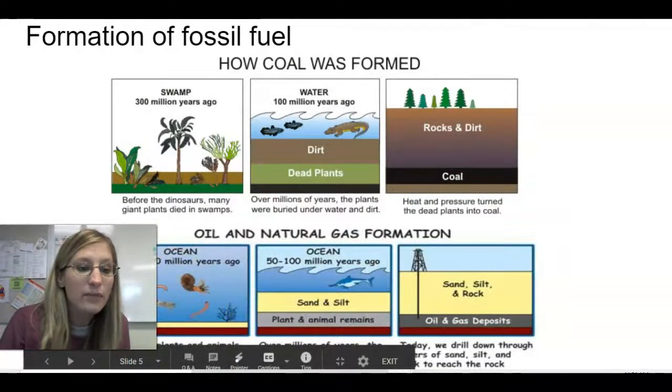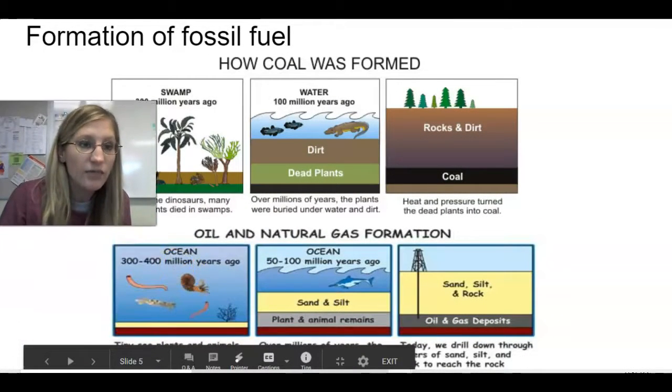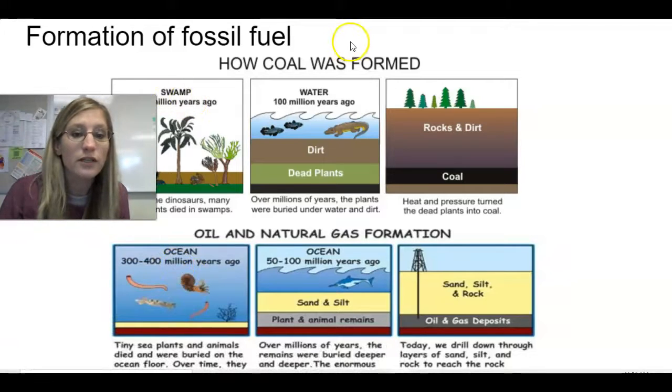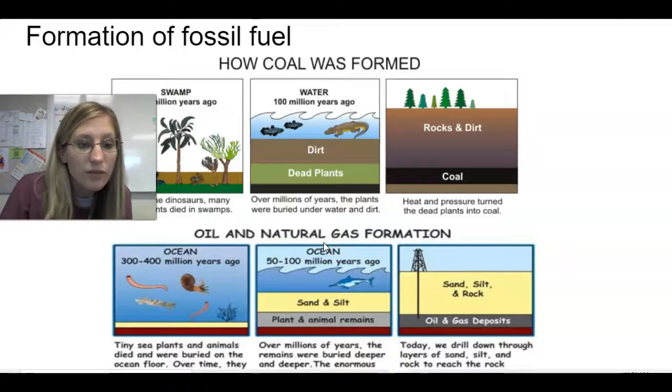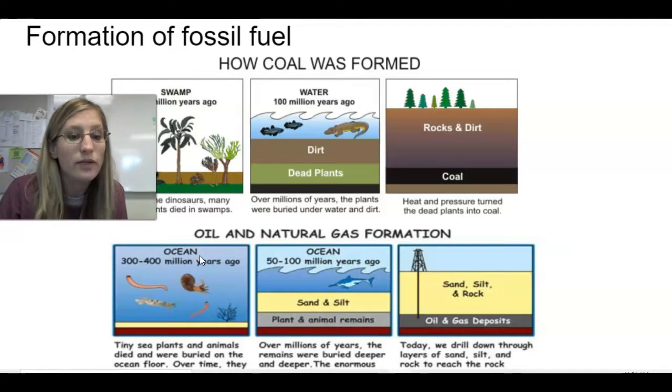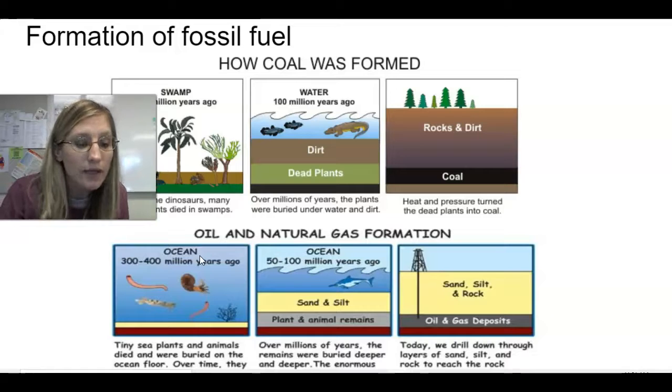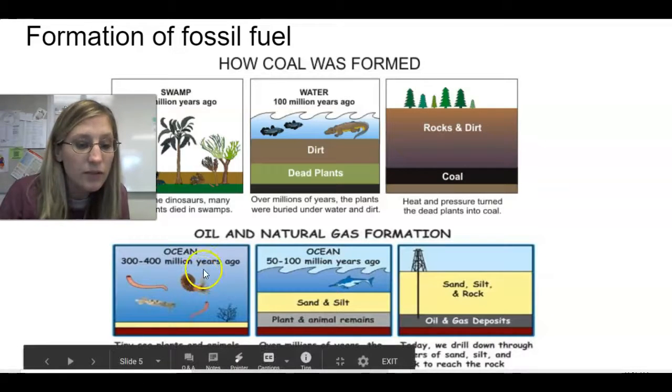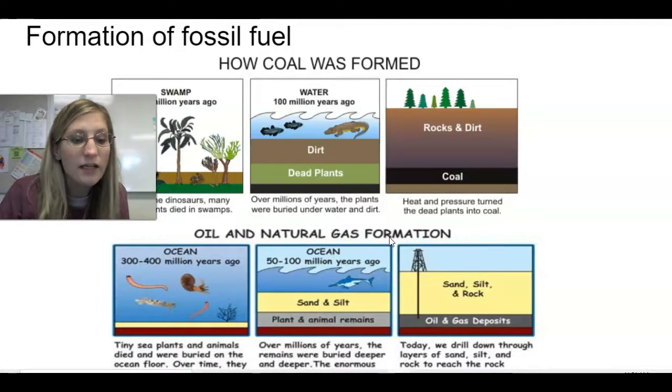Okay, let's talk about this last fossil fuel. So one fossil fuel is coal. The second fossil fuel that we're going to talk about is oil and natural gas. So oil and natural gas is a little bit different. What happened 300 to 400 million years ago is that tiny sea plants and animals died and were buried on the ocean floor.